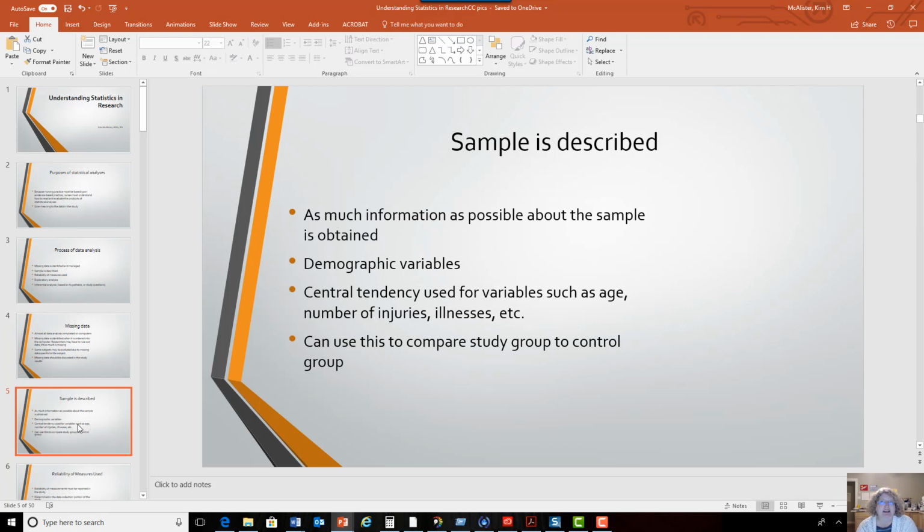So when you are collecting data, you want to get as much information as you can about the sample. You want to include demographic variables such as age, gender, maybe height, weight, whatever. It depends on what your study is. And you're going to use the central tendency measures that we discussed in the last lecture to explain age and some of the other variables. And you're going to use this to compare the study group to the control group.